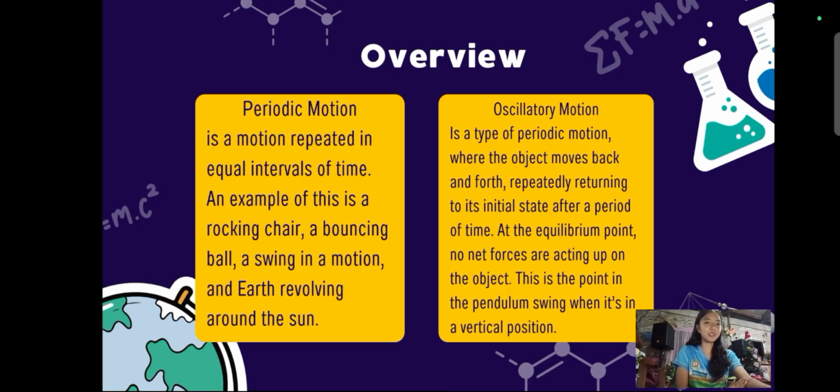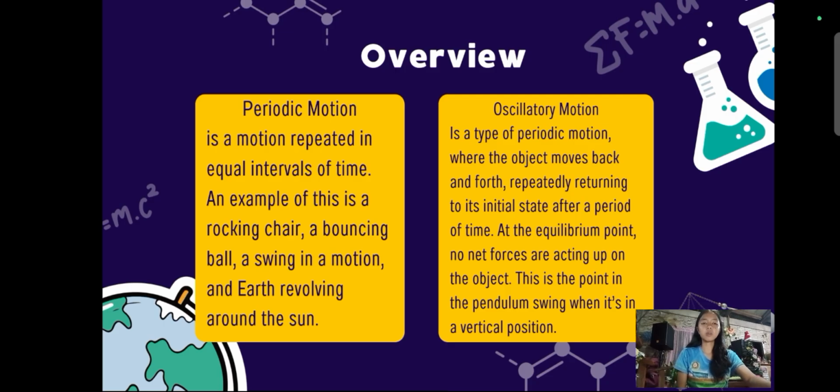What is oscillatory motion? Oscillatory motion, or an oscillatory system, is a type of periodic motion where the object moves back and forth repeatedly, returning to the initial state after a period of time. An example of this is a swinging pendulum. When it reaches the vertical position, there is no need for any force acting on the object. Yeah, that is the example.